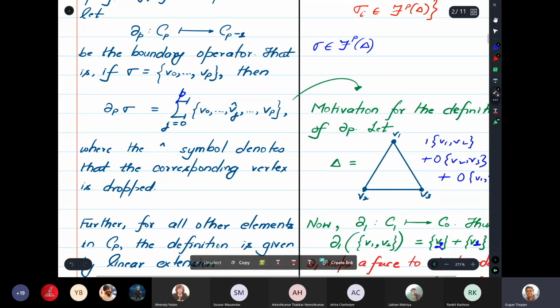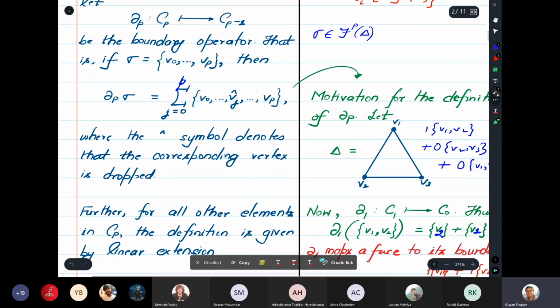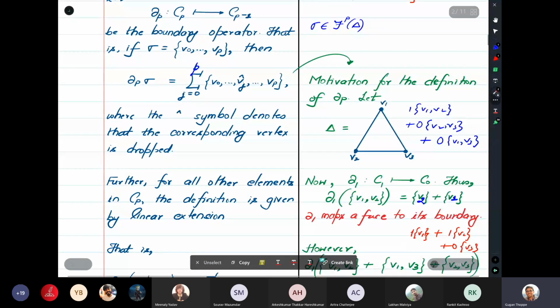Okay, so why do we refer to this as the boundary operator? Well, the reason is that it takes a face, let's say something like sigma, and spits out its boundary faces or a combination of its boundary faces. Okay, so what do I mean by that? Let's look at this face over here.